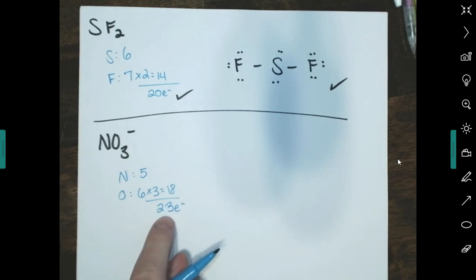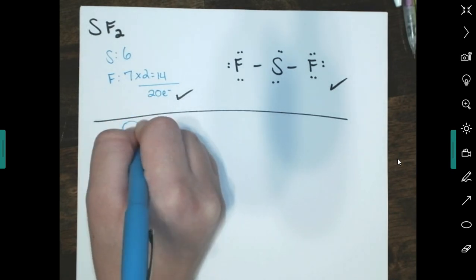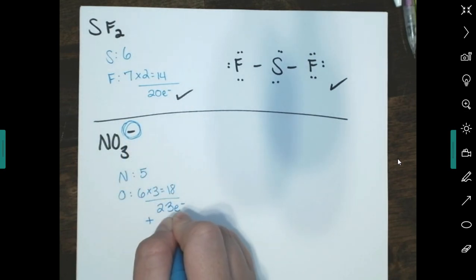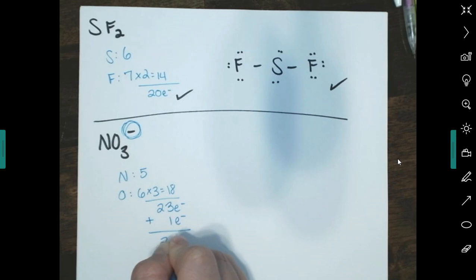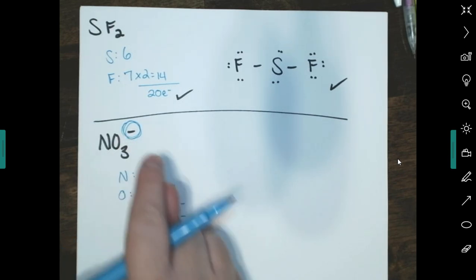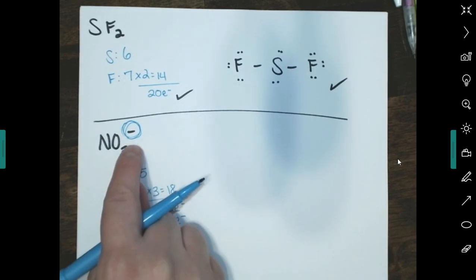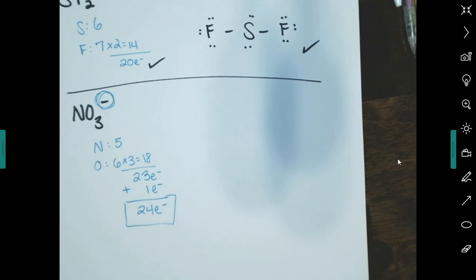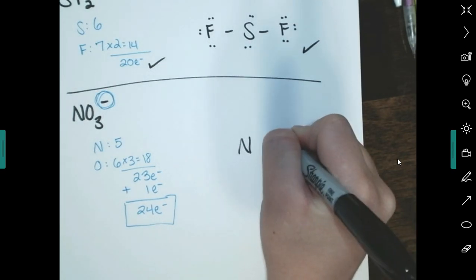Which is an odd number, which should alert us to the fact that we have this negative charge here. That means we have an extra electron. So let's add another electron to give us 24. That's how many are in our picture. However many negative charges you have, that means you need to add electrons. If you had a positive charge, you would subtract an electron. So let's put nitrogen in the middle with 3 oxygens around it.